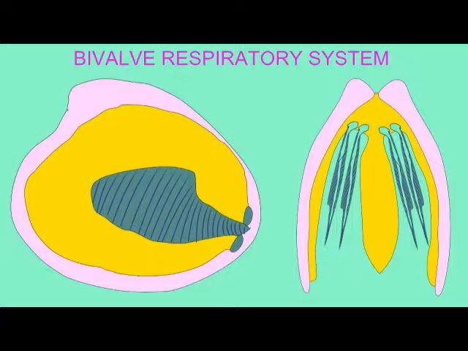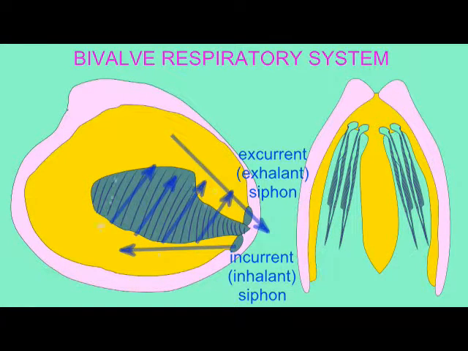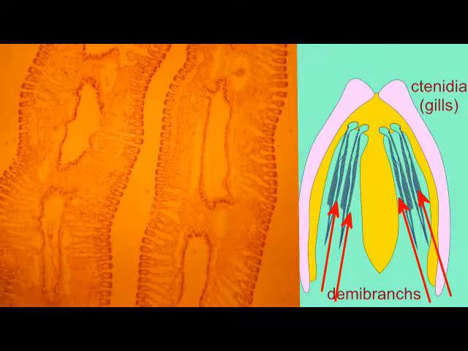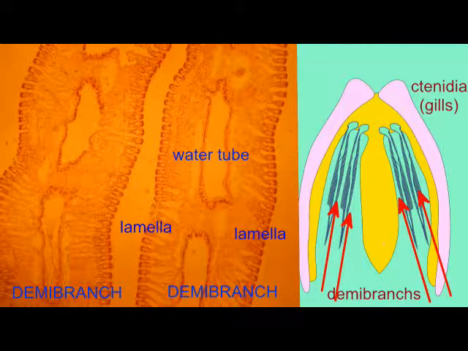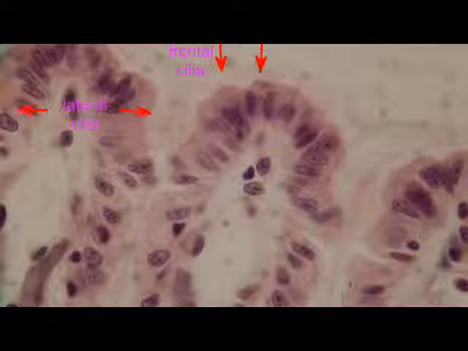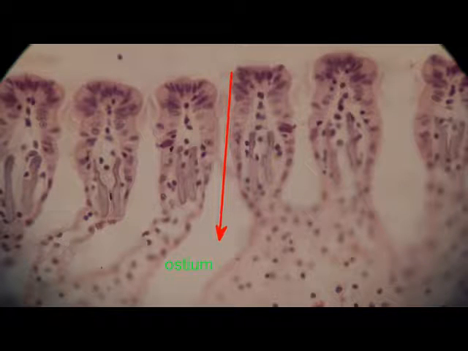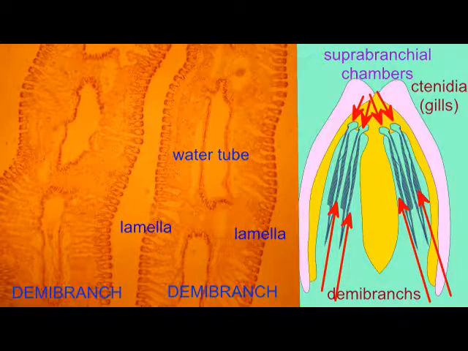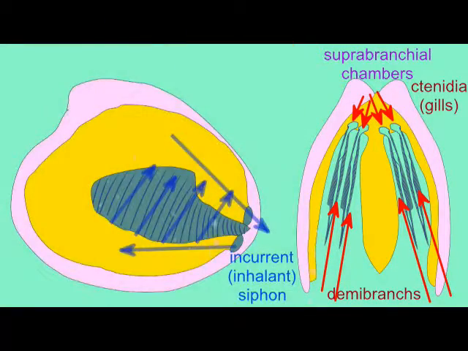There's a video which explains respiration in bivalves, so you should simply be able to summarize that as water enters the inhalant siphon, passes through the gills, or ctenidia, which possess ostia, and ciliated cells, whose cilia help to move the water. The water will then pass through the gills to the suprabranchial chambers above the gills, which will then empty to the mantle cavity so that water can leave the exhalant siphon.